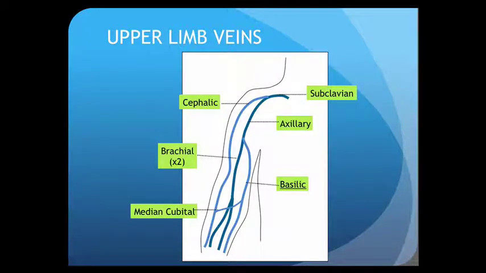Now I'm just going to touch briefly on upper limb veins. The anatomy: we have the basilic vein and the cephalic vein as the superficial veins. The deep veins are the radial and ulnar veins, and they're usually paired, which then join to form the paired brachial veins. There's usually a single axillary vein, although it may be paired, and then a single subclavian vein. And this, of course, runs under the clavicle.